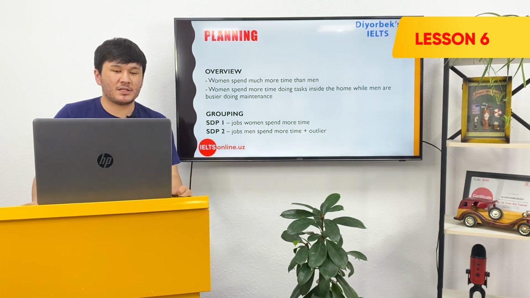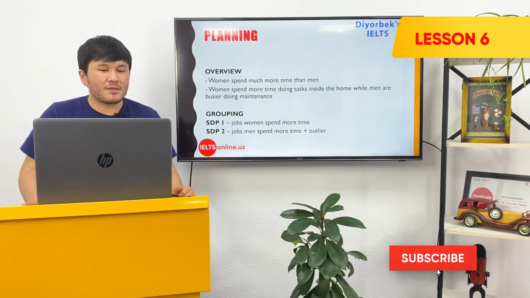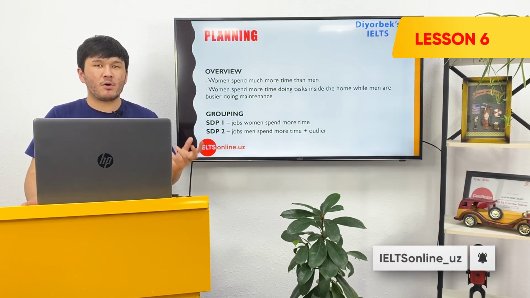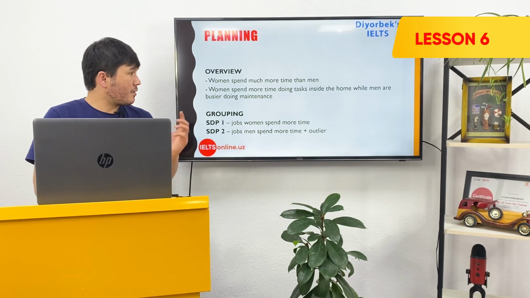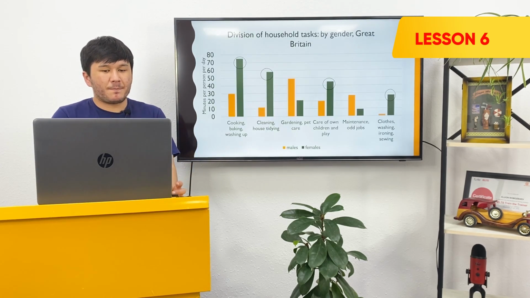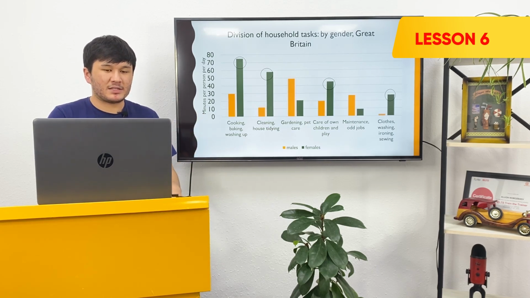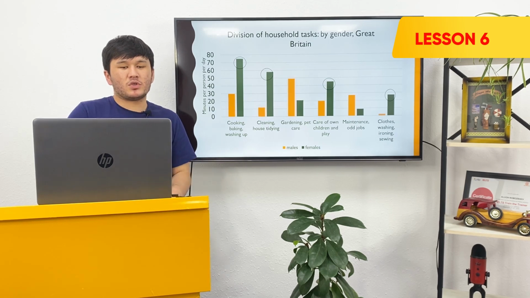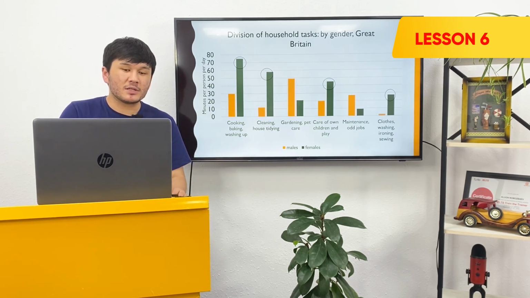In specific detail paragraph 1, we'll talk about jobs where women spend more time. In the second one, jobs where men spend more time plus that outlier. So again, with this kind of planning, you should be able to write a good report. Now you have to keep in mind that we cannot write about every number. We have to be very selective when we are telling features. So we only have to report the key features.